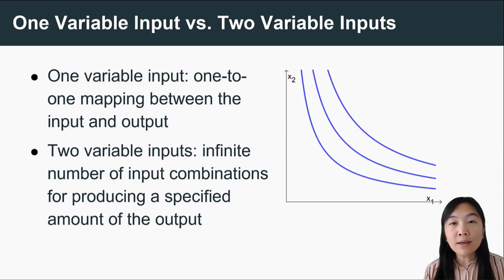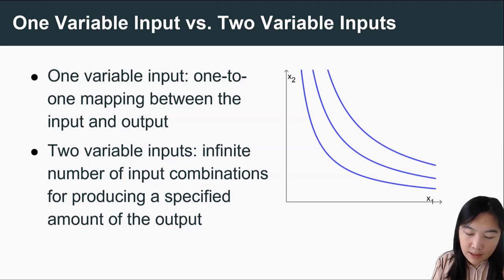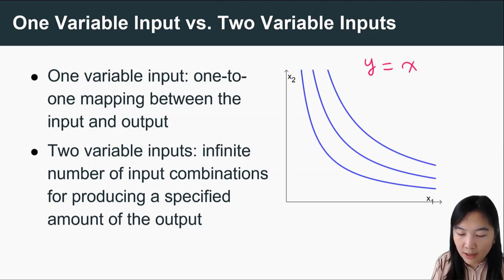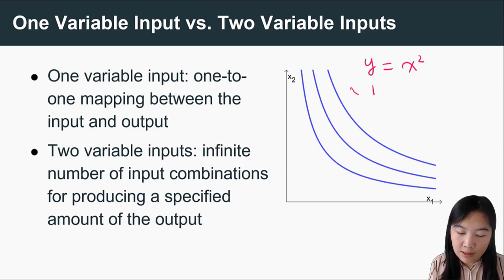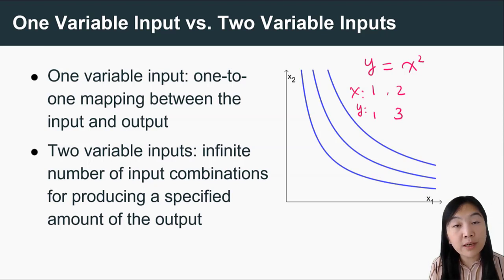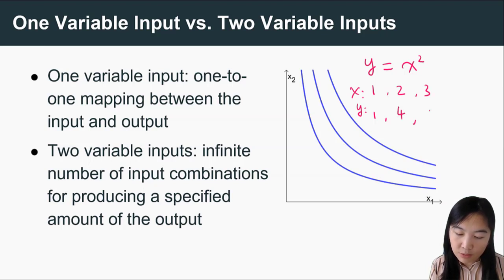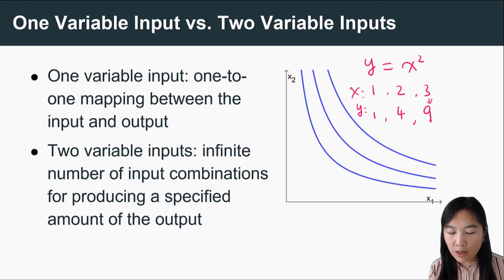In the one input case, when we're producing the output, there's only a one to one mapping between the input and output. So for example, if we have a production function y equals x squared, and if our input is 1, then our output will be 1. And if our input is 2, then our output will be 4. And input is 3, output will be 9. So this is a 1-to-1 relationship.